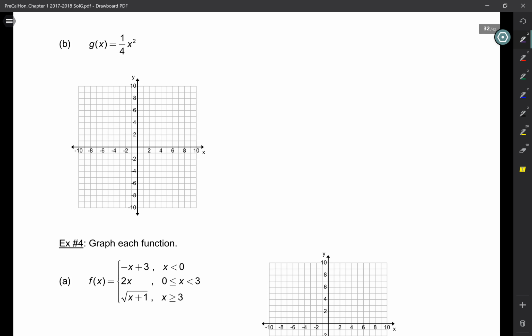All right. So x squared, it's a parabola, starts here. Now, normally, if I went over 1, I would go up 1, but now I have to go 1/4 of that here. If I went over 2, I would go up 4, but now I'm going to go 1/4 of that here. Okay, so it's going to be a much wider parabola.